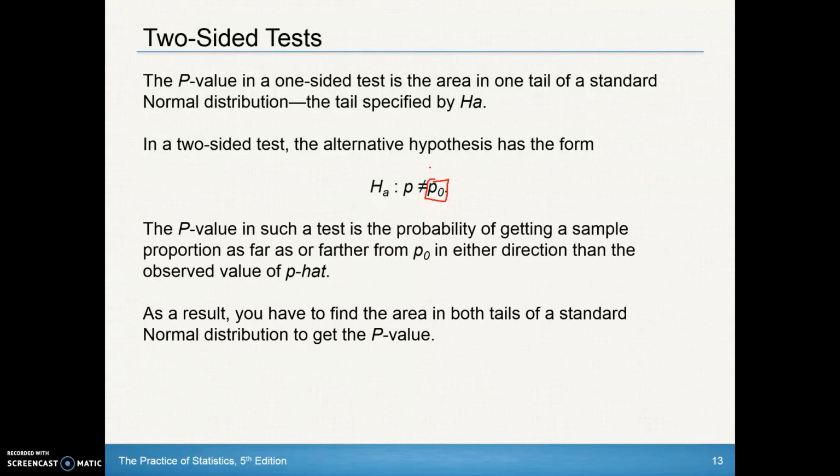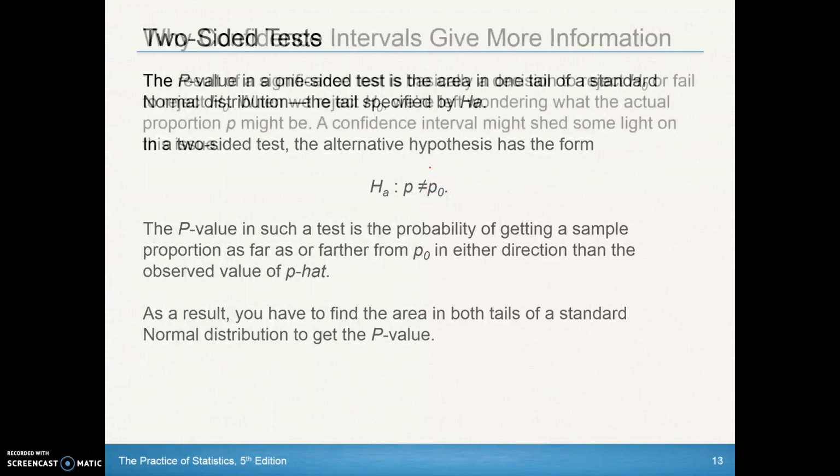As a result, you have to find the area in both tails of a standard normal distribution of a two-tailed test to get the p-value. Or as I stated in the last video, find the area in one and just double it due to the symmetric nature of the normal curve.